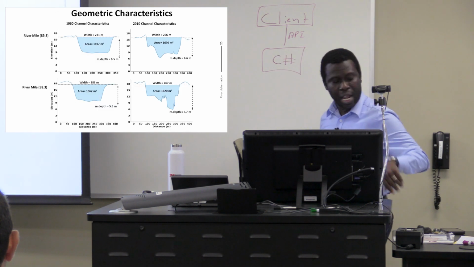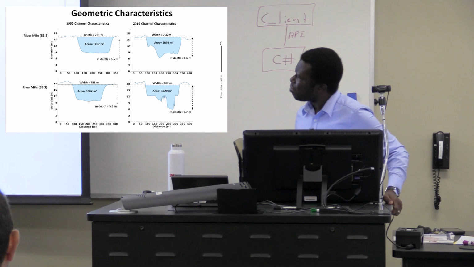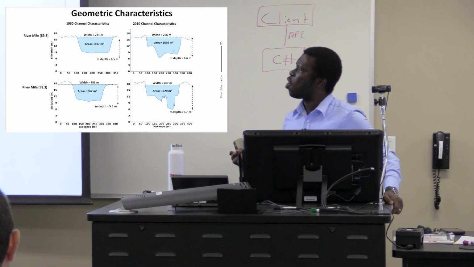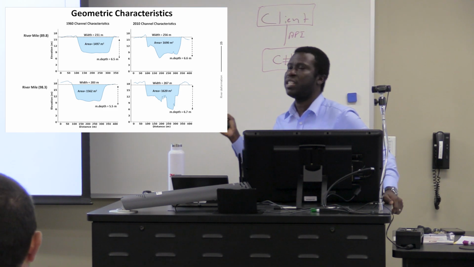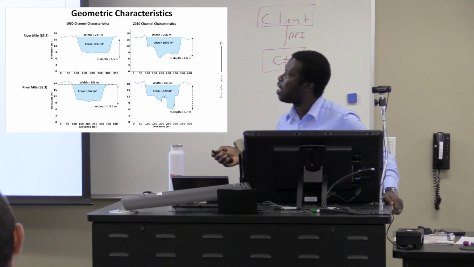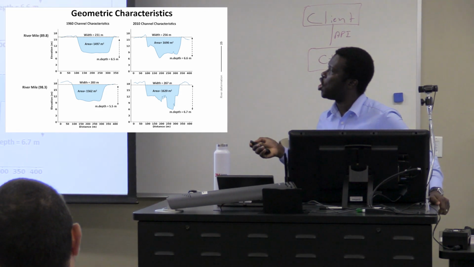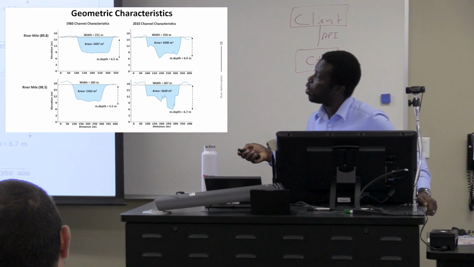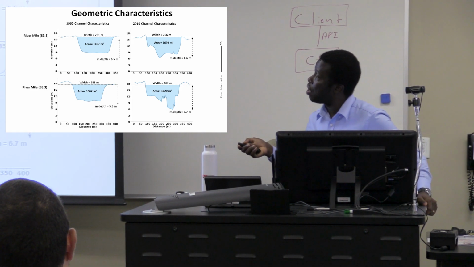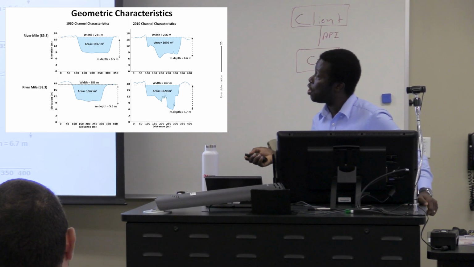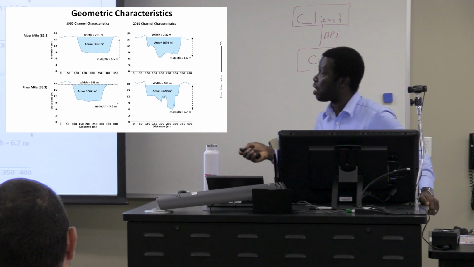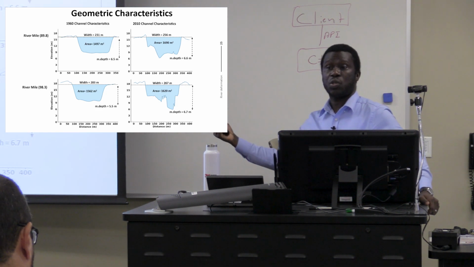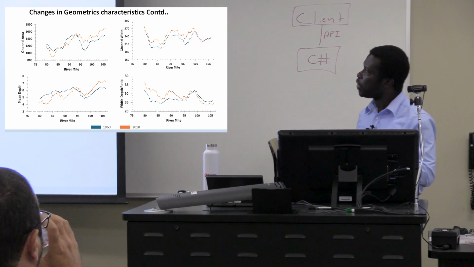Also, when you look at the geometric properties, you will see that there are changes comparing the 1960 and the 2010. So you see how the river has actually changed. When I picked a cross-section from river mile 89.8, you see that the area changed, the depth changed. So even the mean depth has actually increased compared to 1960.